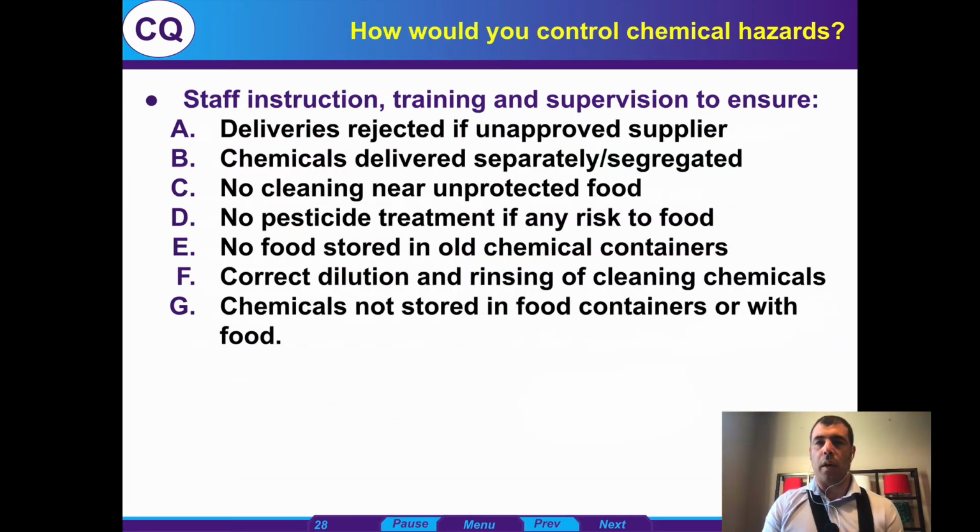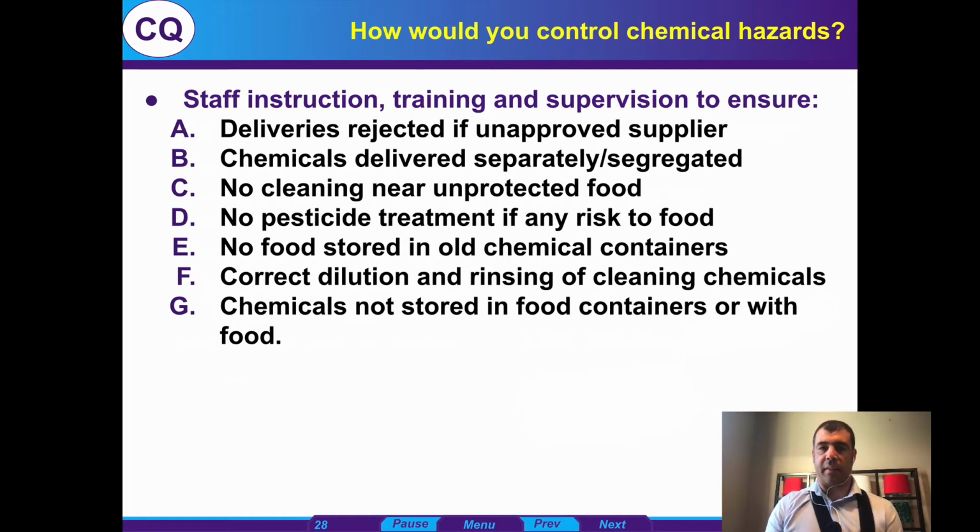How would you control chemical hazards? Again, staff instruction, training, and supervision to ensure that any deliveries are rejected if from an unapproved supplier, and that's very, very important, because if you are using suppliers that are not approved, that don't have a proper recall or food safety management system in place, if the food has been contaminated by chemicals, you won't know it, and you might be delivered something that's really nasty.